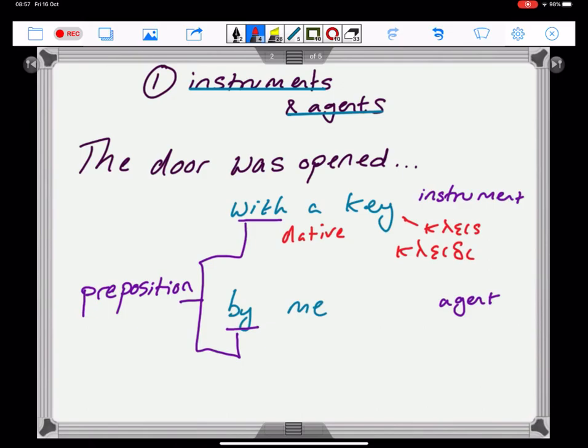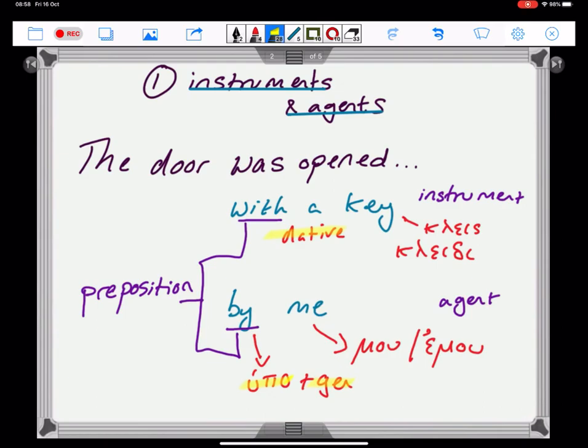If you want to say by me, you now need to use a preposition, hupo. And as you saw earlier, hupo takes a genitive. So me is then going to be mu or emu. We'll learn more about those in chapter 9. So instruments, you use a dative. Agents, you use a preposition and a genitive.